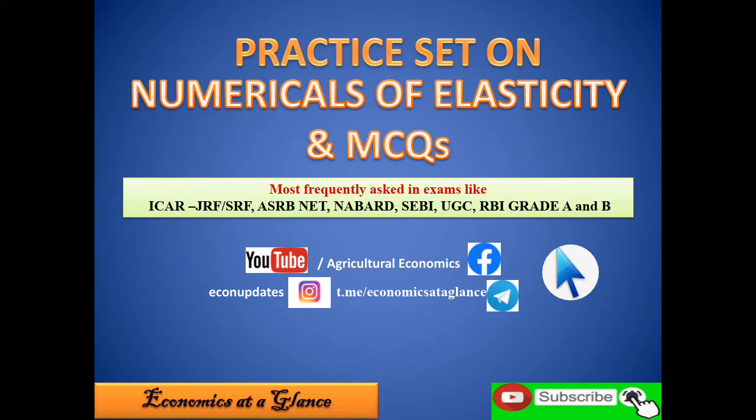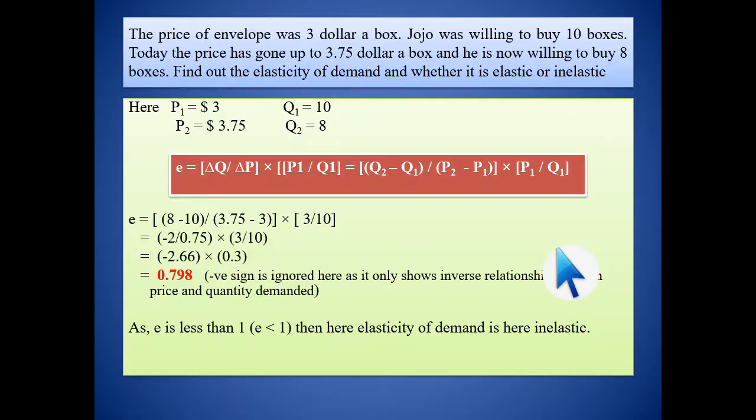Well guys, we have covered what is elasticity, different types of elasticity, and different measurement methods of elasticity in the previous lectures. So today we will start different numericals and MCQs of elasticity. So let's get started. The first question is: the price of an envelope was $3 a box. Jojo was willing to buy 10 boxes at this $3. Now the price has gone up to $3.75 a box, and now he is willing to buy only 8 boxes. So find out the elasticity of demand and whether it is elastic or inelastic.